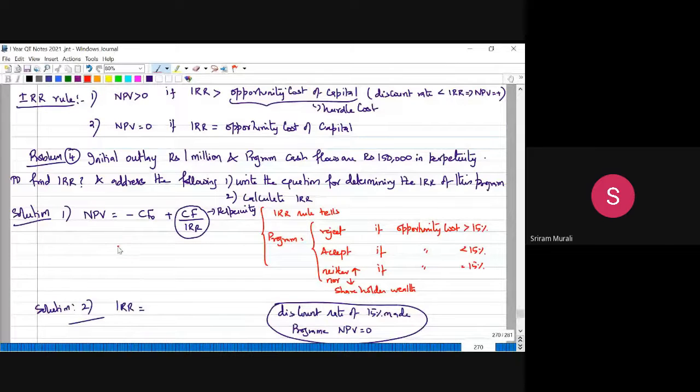See, my initial investment is 1 million, minus, because it is a negative investment. We are expecting a return on investment of 1,50,000 as a perpetuity. That is why we need IRR. It has to be found. So we want to find this IRR. If your net present value is equal to 0, it means IRR will be equal to the opportunity cost. Am I right?